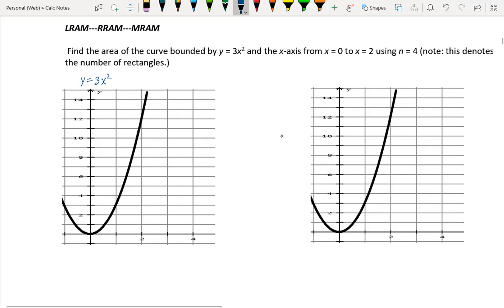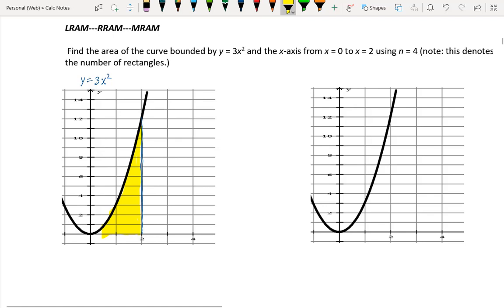This denotes the number of rectangles, so we want to use 4 rectangles. And so basically if I'm going from 0 to 2, let's look at that area under there. So I'm going to be going from, here's 2 out here on the right side. Okay, so what I'm attempting to do here is find the area in this space right here. All right, so you kind of get the idea in there what we're looking at. Okay, I want to find that area in there, and I'm supposed to use 4 rectangles.